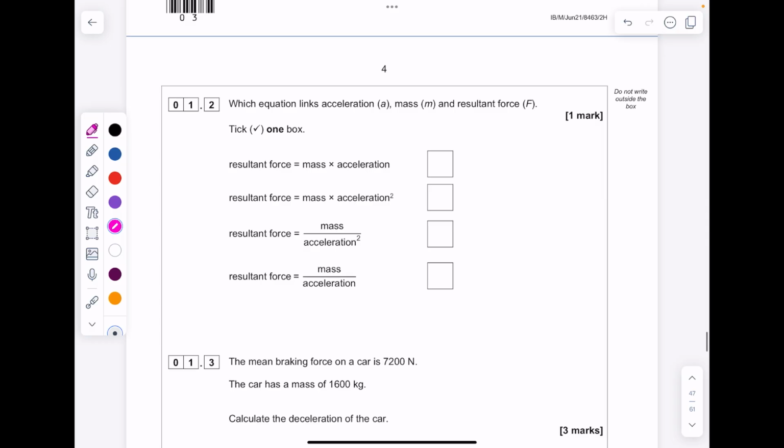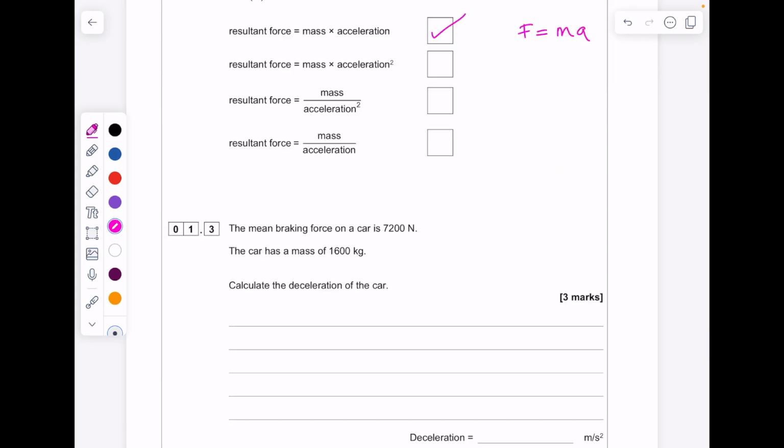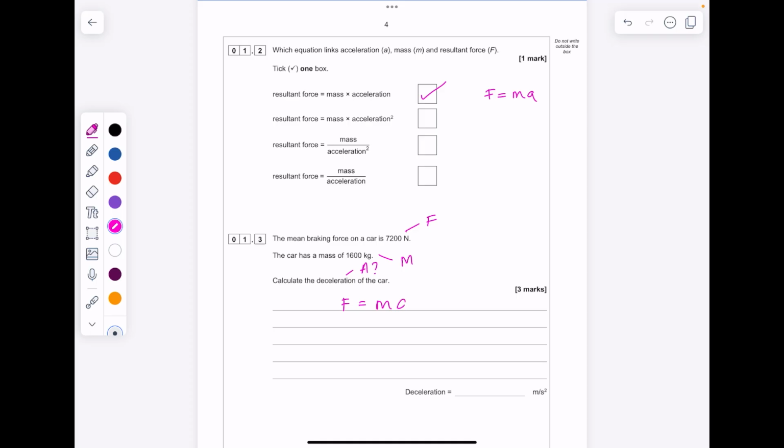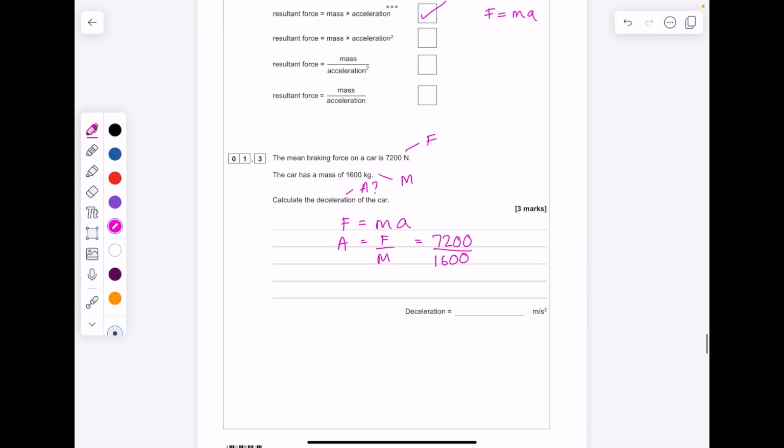Which equation links acceleration, mass, and resultant force? So it's F equals ma. The mean braking force on a car is this. The mass is this. Calculate the deceleration. So if F equals ma, a equals F over m. Sub in your values. So our deceleration is 4.5.